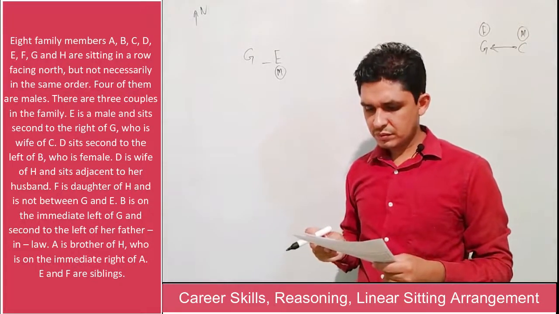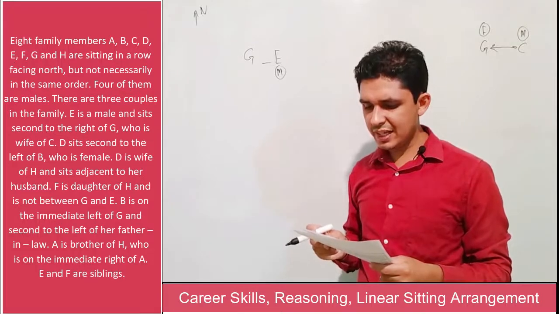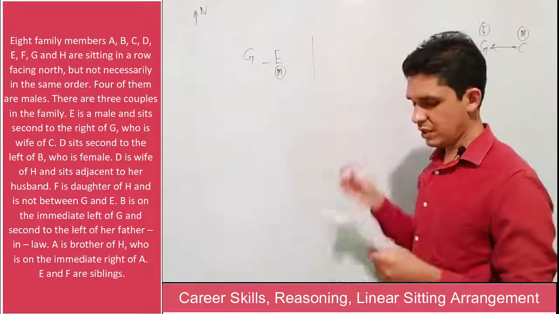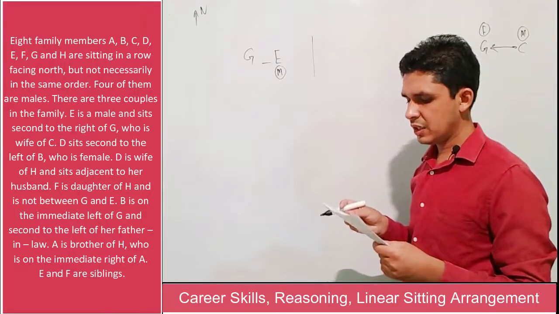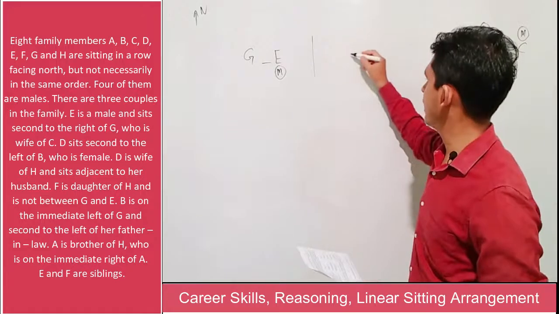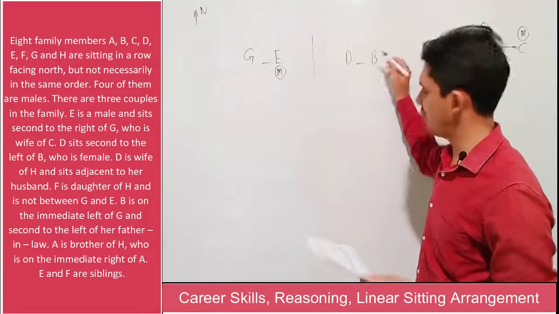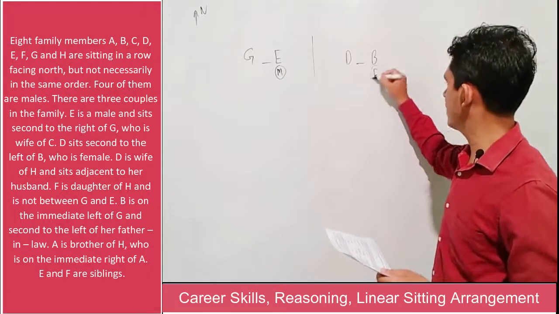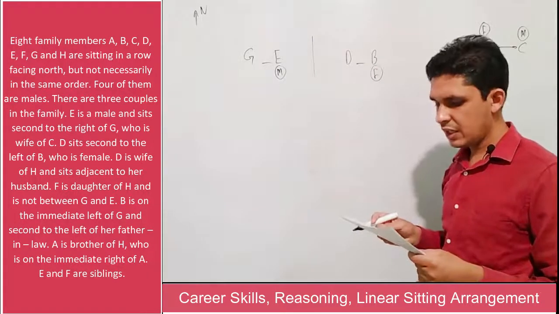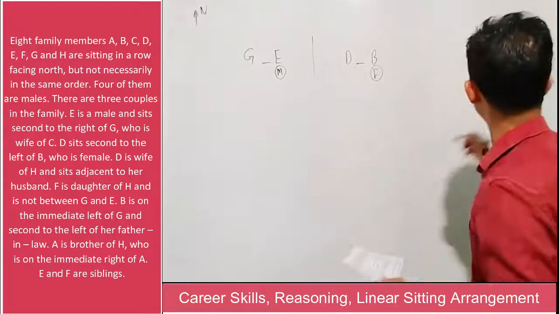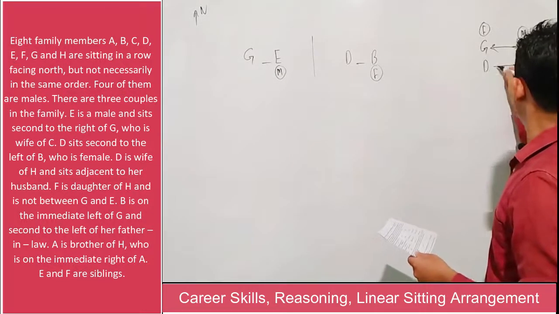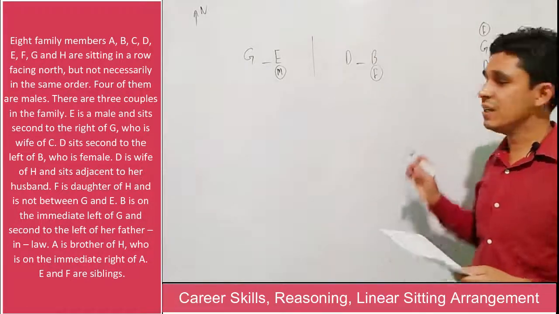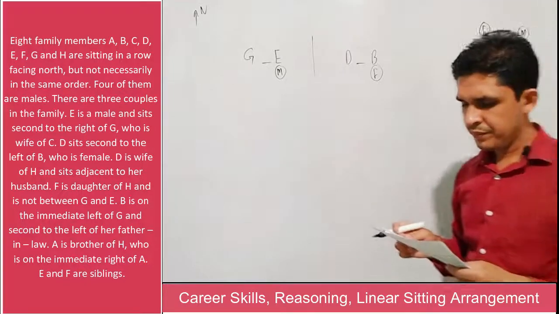Thereafter, D sits second to the left of B, who is a female. So we can make another arrangement, like the statement is D sits second to the left of B. That means D sits second to the left of B, and about B he is saying that she is a female, so we can write female here. D is the wife of H, so we can again write D is the wife of H, and because D is a wife, I am writing D under female.